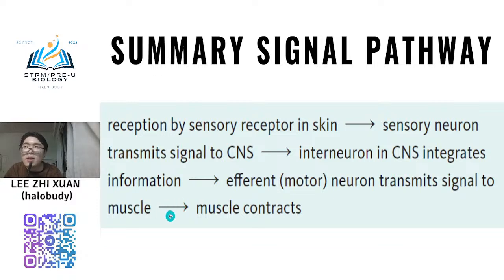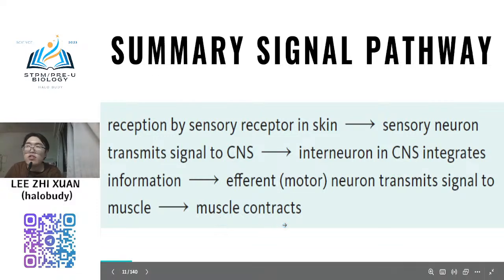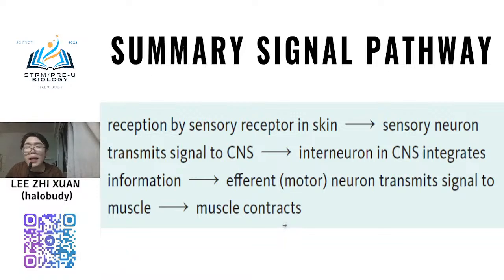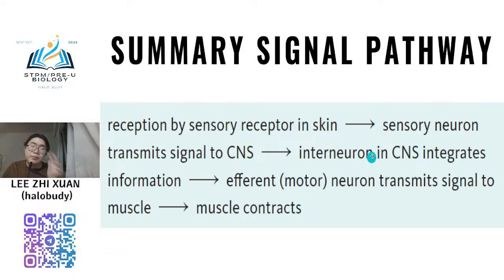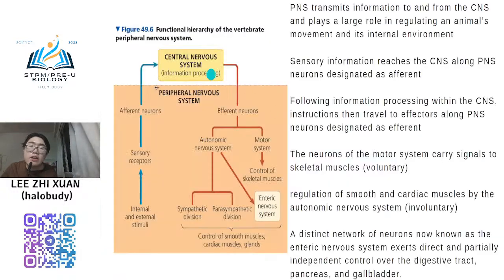Not only muscle, maybe it goes to the gland or other parts, but normally it's muscle. So it will go to the muscle and then cause the response, either muscle contraction or muscle relaxation, any kind of response. One example is muscle contraction. Okay, so this is the very general process.